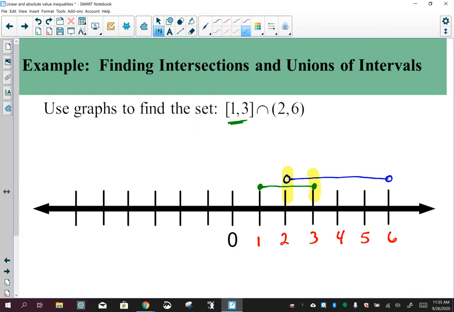Open dots always win. So when I write my final answer, I'm going to start at 2 and end at 3, and I will include 3 because they both have a closed dot. Here at this 2, since one of them is an open dot and the other one's a closed dot, the parenthesis wins because we don't actually include the number 2.